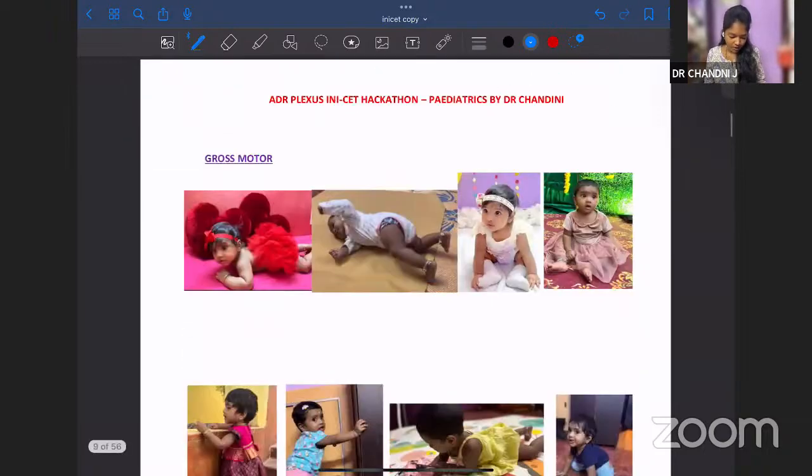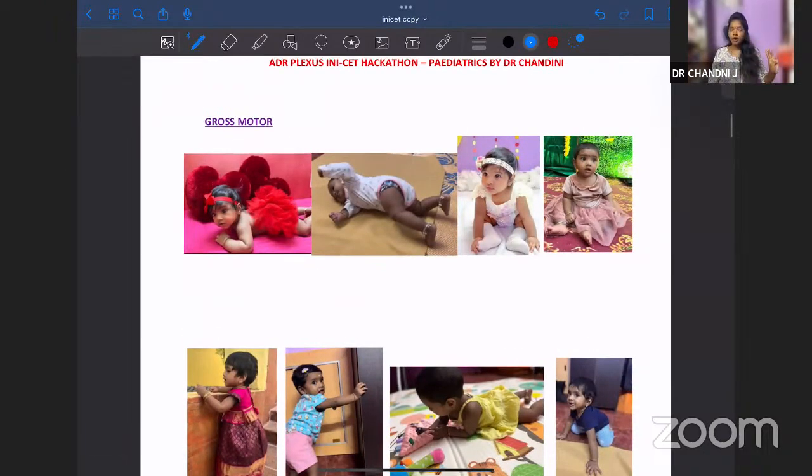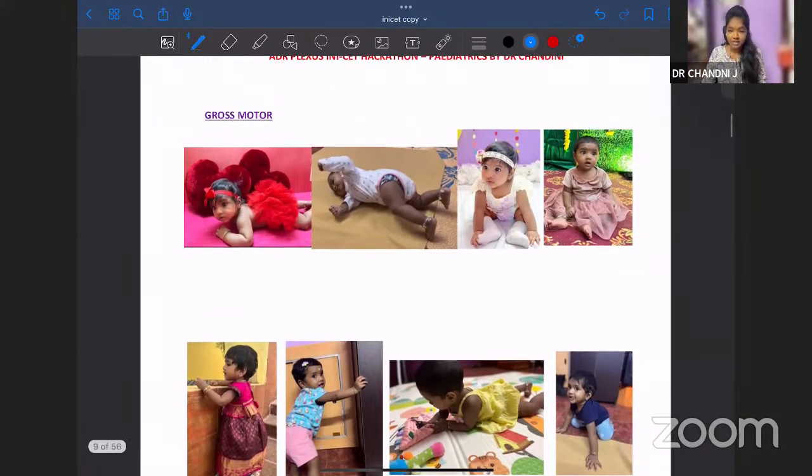Now we'll go to the development part. What are the four important domains of development? One is the gross motor, fine motor, social and adaptive, language. We'll just see the key milestones alone. Okay. Now see this baby. We are going to see the same baby, how the baby has been developing.